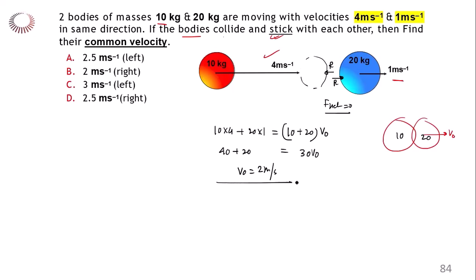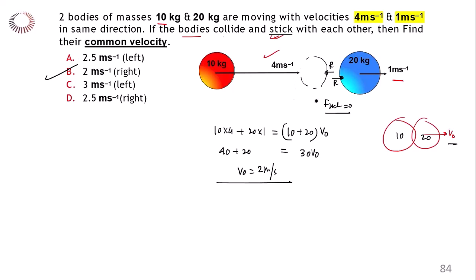Since I am getting a positive number, the particles are moving towards the right, because I have taken V naught as positive. So 2 meter per second towards the right will be your answer. This is one of the applications where we apply the conservation of linear momentum during collision. That will be our next topic when we study the effect of collision.